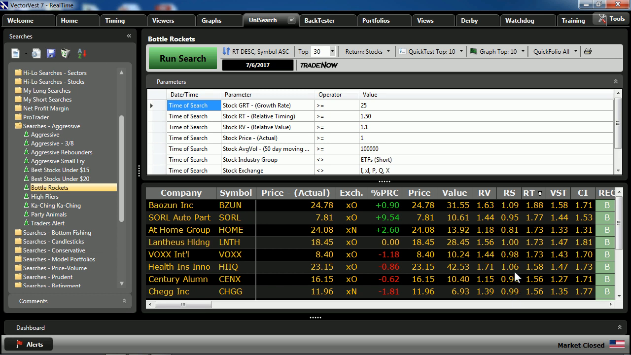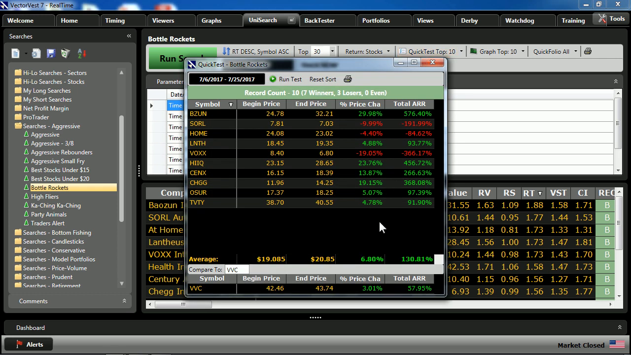There's a few stocks that have an RS rating just slightly above 1. But high RV, good upside potential, but these stocks can move up and down in price very quickly. And you can see they're all skyrocketing in price. Look at the RT ratings here.